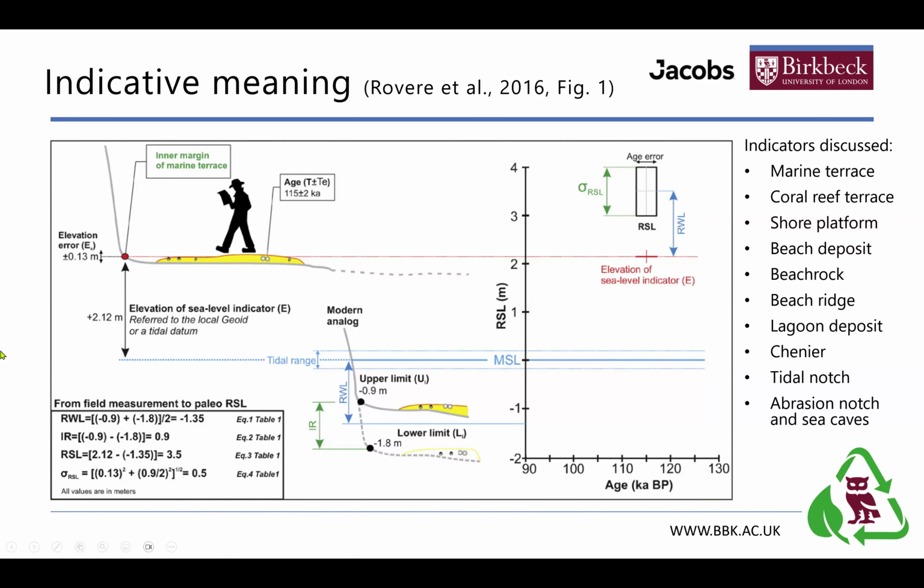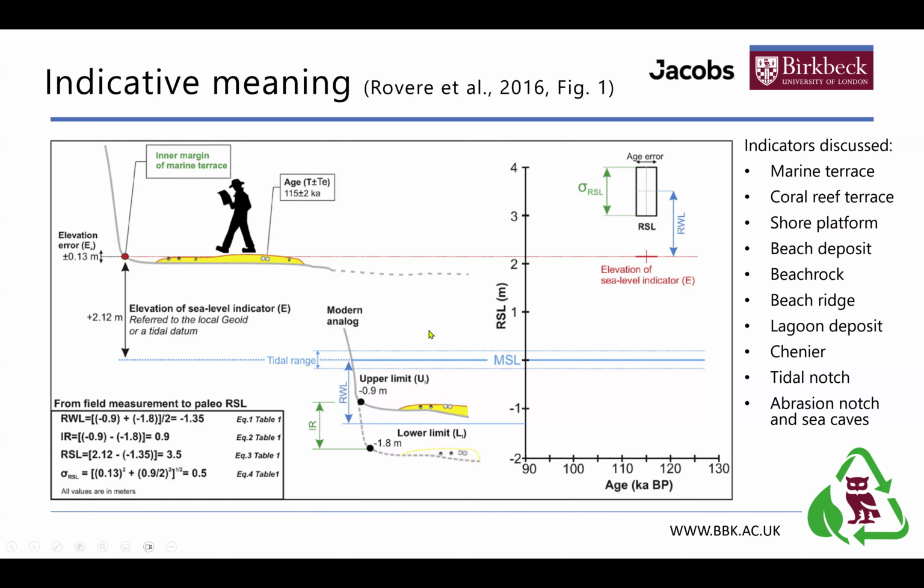So this is the former marine terrace, and that's the inner margin. It's never as definitive as that in the real data, but that's how they've drawn it. And so they've got an elevation of the sea level indicator, which comes across here in the red. But was that relative sea level?